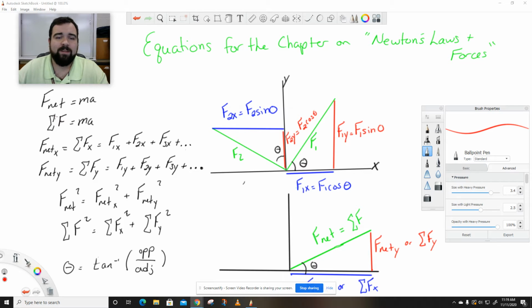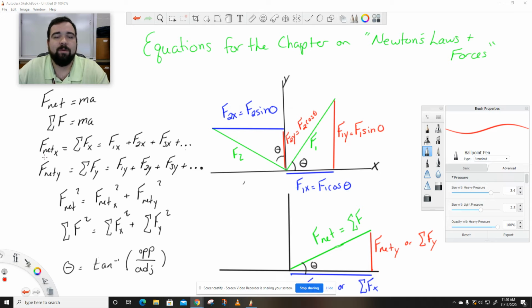Now, another way to rewrite that is just sigma F equals ma. Now, sigma means the sum of whatever is following it. So like delta means the change in whatever, change in x, change in y, change in time. Sigma means the sum of what's after. In this unit, we're talking about forces, so it means the sum of the forces, and therefore net force.